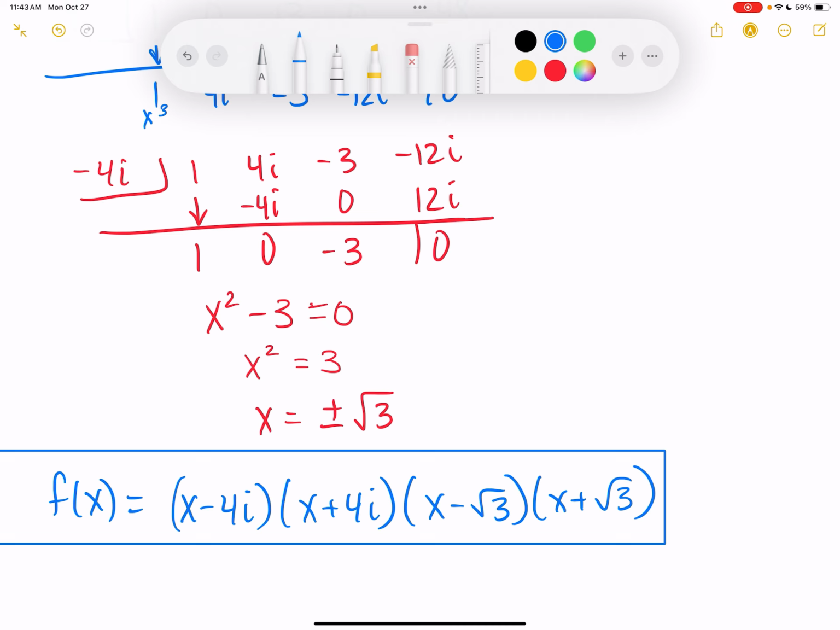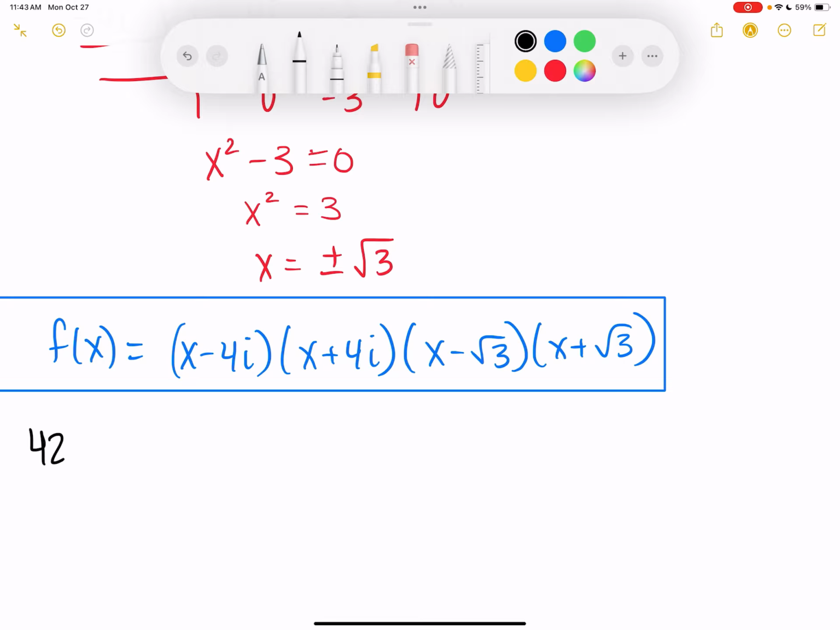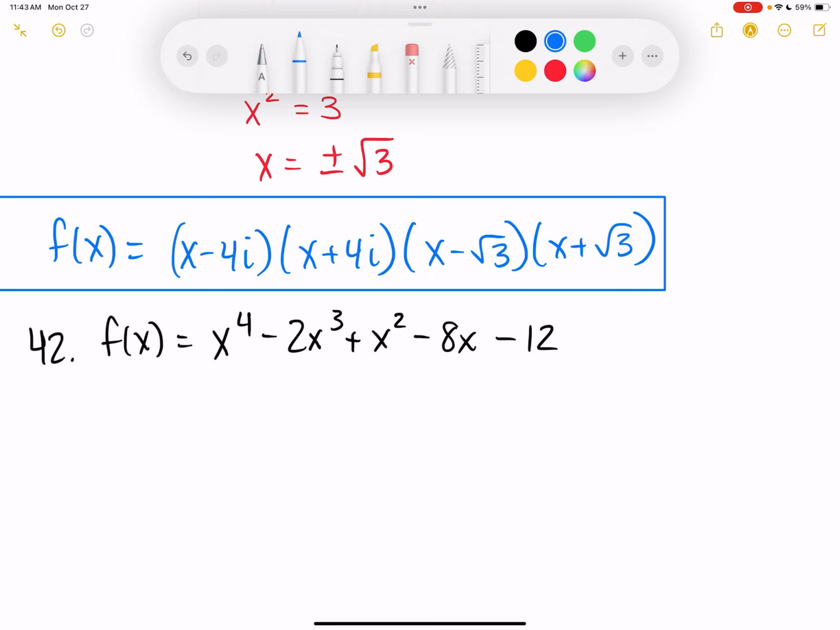42. F of x is equal to x to the fourth minus 2x cubed plus x squared minus 8x minus 12. So fortunately, no missing terms on this one. Relatively easy because it's going to be over 1. So I've got plus or minus 12 over plus or minus 1. What are all the factors of 12? 1, 2, 3, 4, 6, 12. Yep.